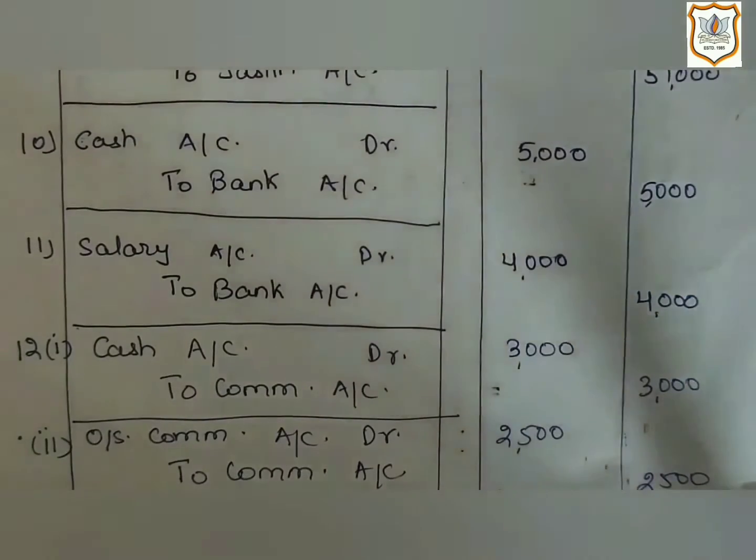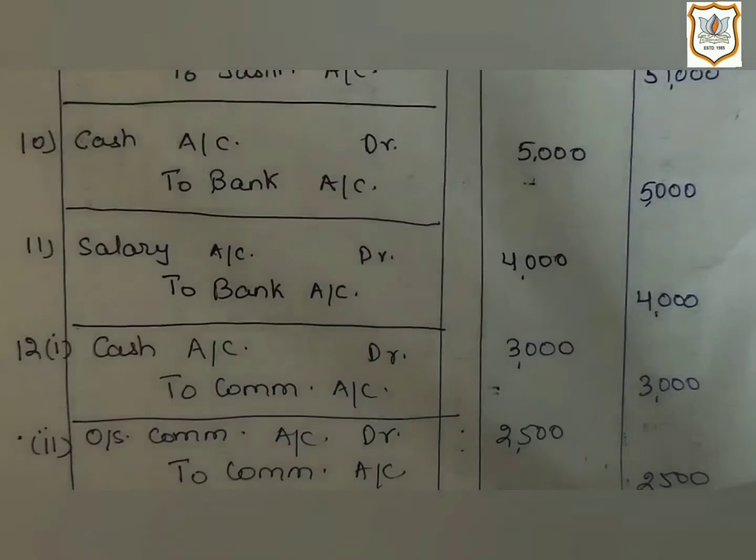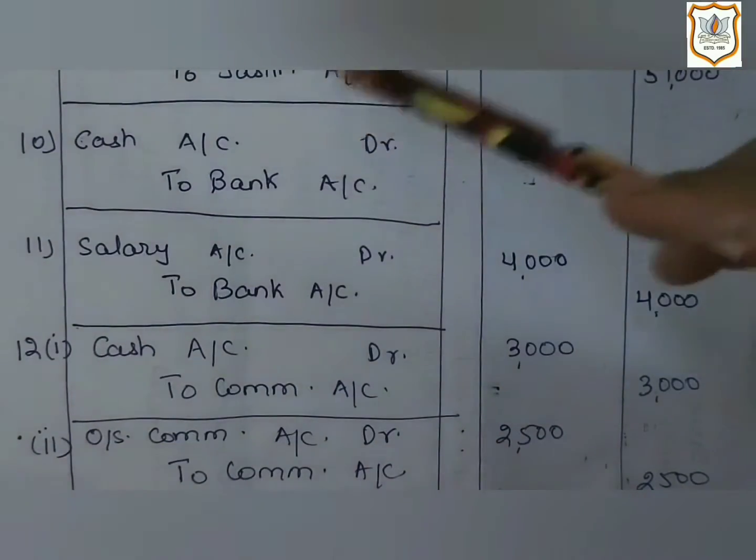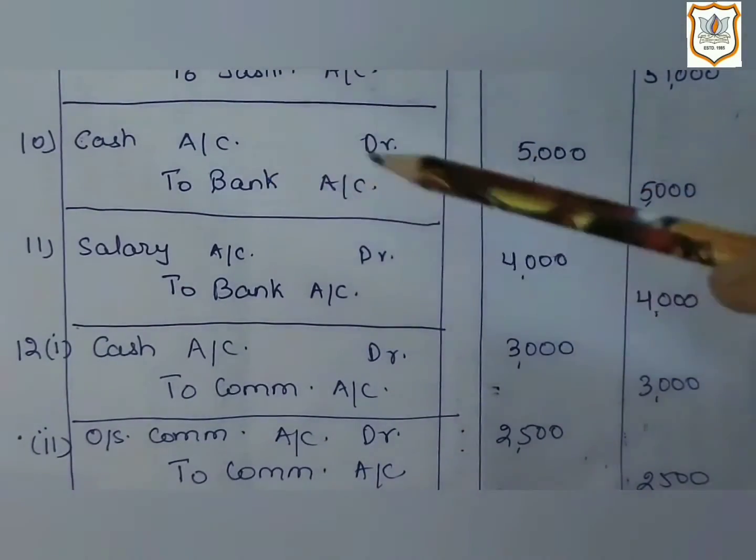Now let us move to next transaction. Transaction number 10. Withdrew rupees 5,000 from bank. So here journal entry would be cash account debit to bank account.